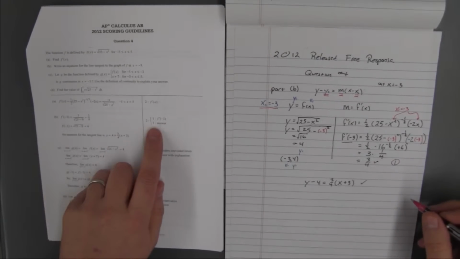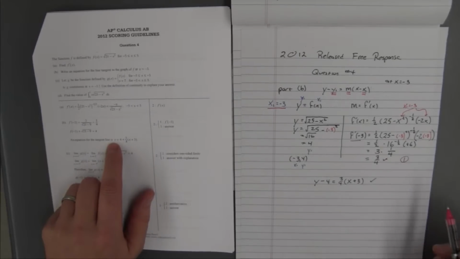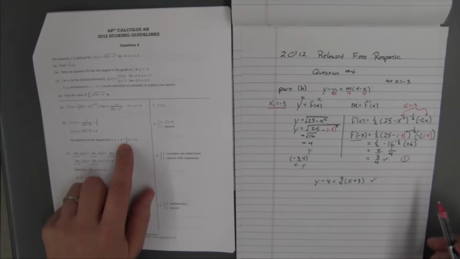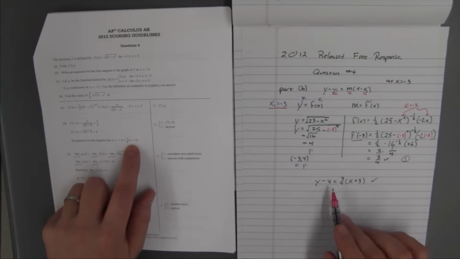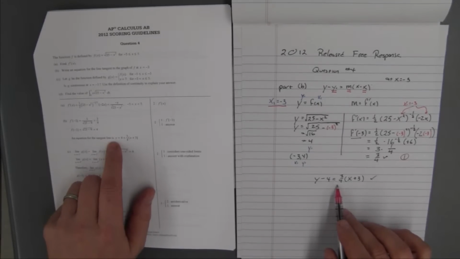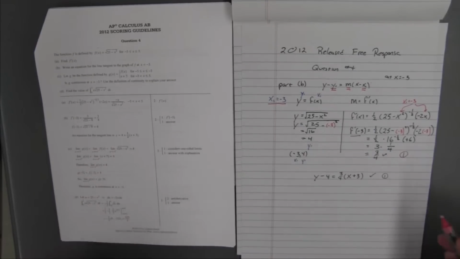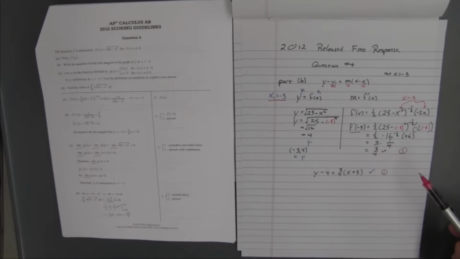Now I get another point for getting the answer. It says an equation for the tangent line is y equals 4 plus 3/4 (x plus 3). Now I've put my 4 on the other side, but my answer is mathematically equivalent to their answer. Therefore, it counts for full points, so I got 1 point there. Now here's an important place that we can talk about how scoring works and how you get or lose points.